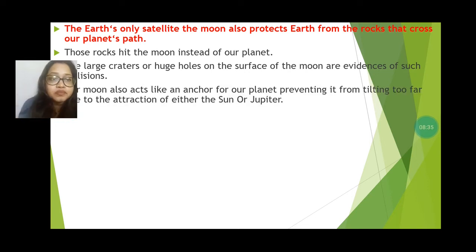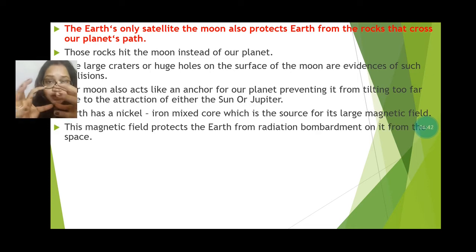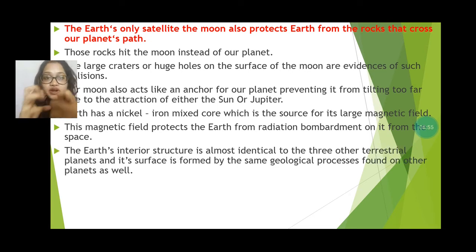Also, one most important thing is that the Earth has nickel and iron present in the core, and so that creates a magnetic field. This magnetic field protects the Earth from the radiation bombarding it from space.